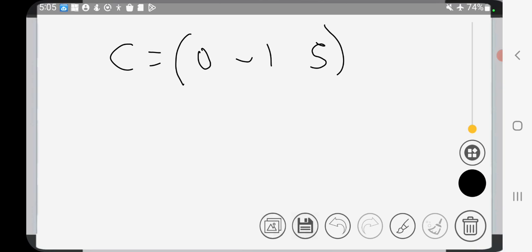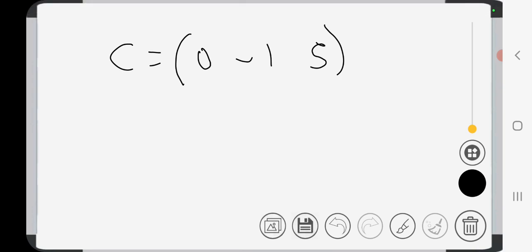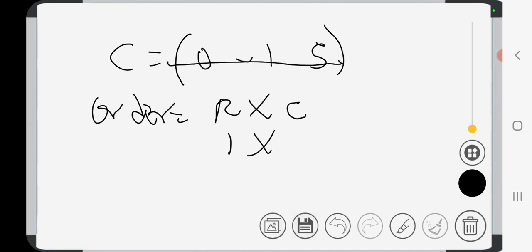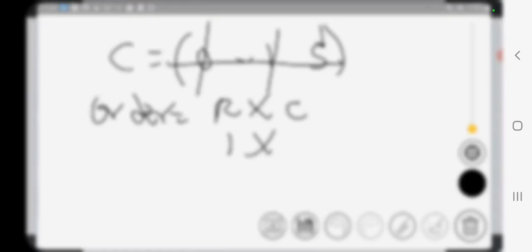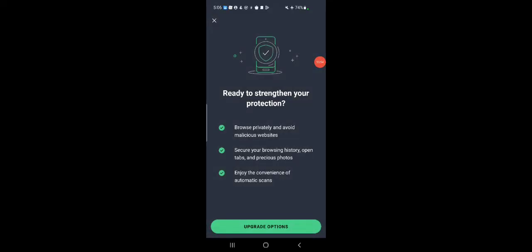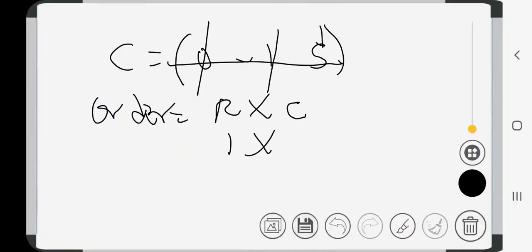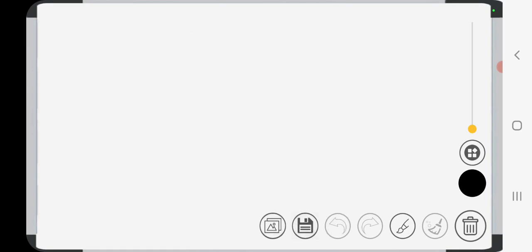Now let's try another one, matrix C. Let's say we have 0, -1, 5. How do we find the order? To find the order is simply the number of rows by the number of columns. We have only one row. Then the number of columns, 1, 2, 3. So it is a 1 by 3 matrix. So that's that.